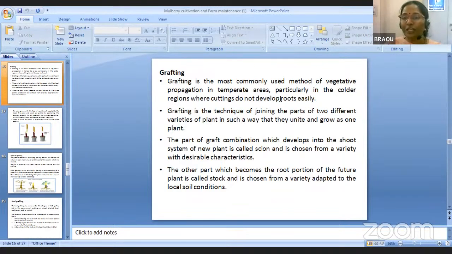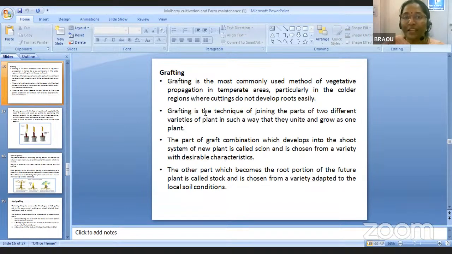So grafting is a technique of joining two parts of different varieties of plants in such a way that they unite to grow as one plant. Here we are not talking about something completely different in propagation. So for example, if the roots of one type of tree are able to grow even in a dry region, then you're going to consider that. But those plants which grow in a dry region might not have proper leaves. So you won't have a plant which gives lots of leaves. What you're going to do is cut that part and graft it into the root part which can survive even in the dry area, which doesn't need much water, which is resistant to any pests or insects. So you're going to graft these two.